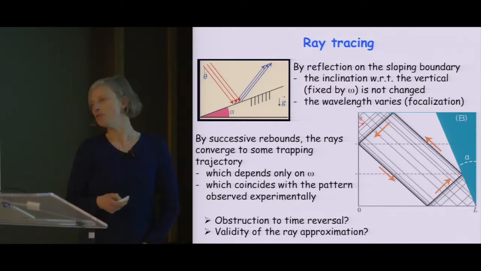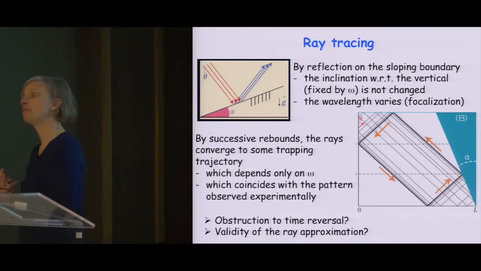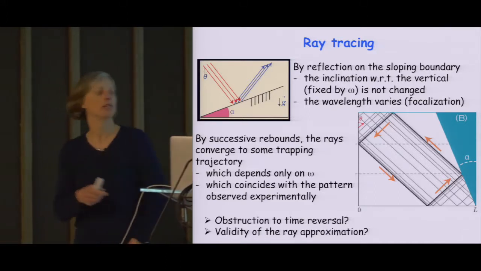Okay, so here you see that actually there are two points which seem a little bit not clear at least.